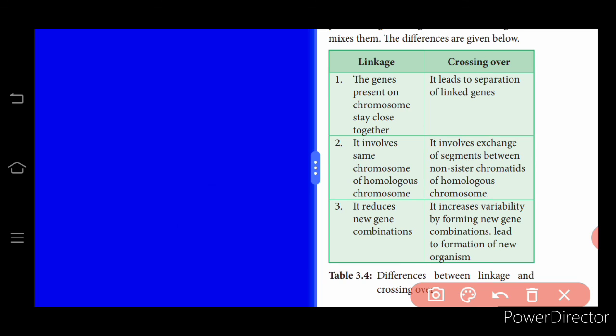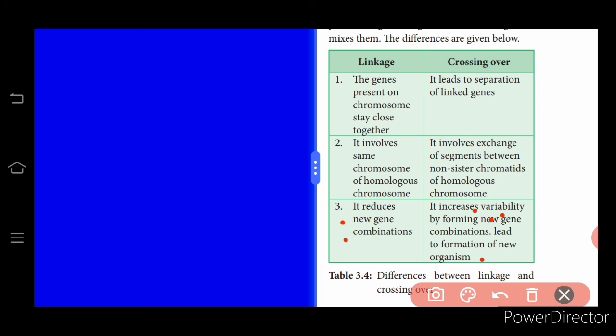Okay, we will move on to the third point. Linkage reduces new gene combinations because there is no crossing over occurring. Crossing over increases variability. What is variability? It is also correct to say viability, because it becomes more recombined and it makes them live more. It increases variability because of the new combinations. Forming new gene combinations leads to the formation of new organisms. So it is a kind of tool in evolution also.